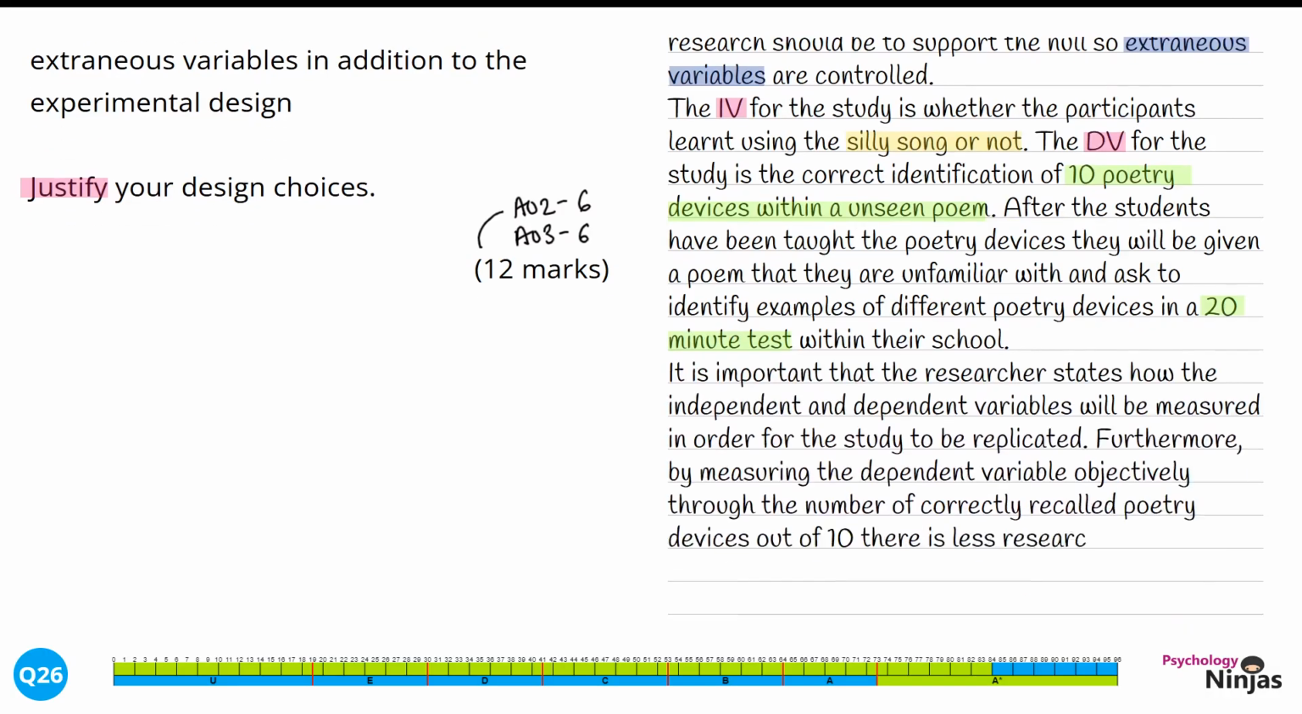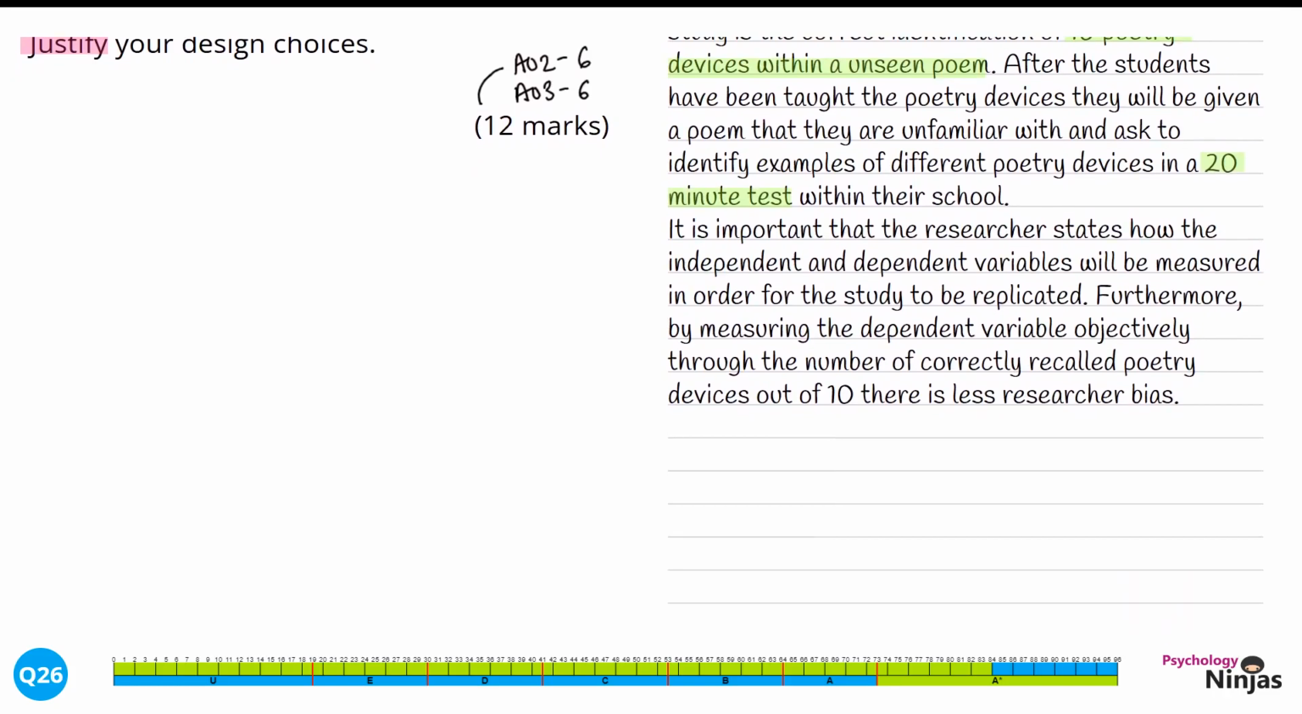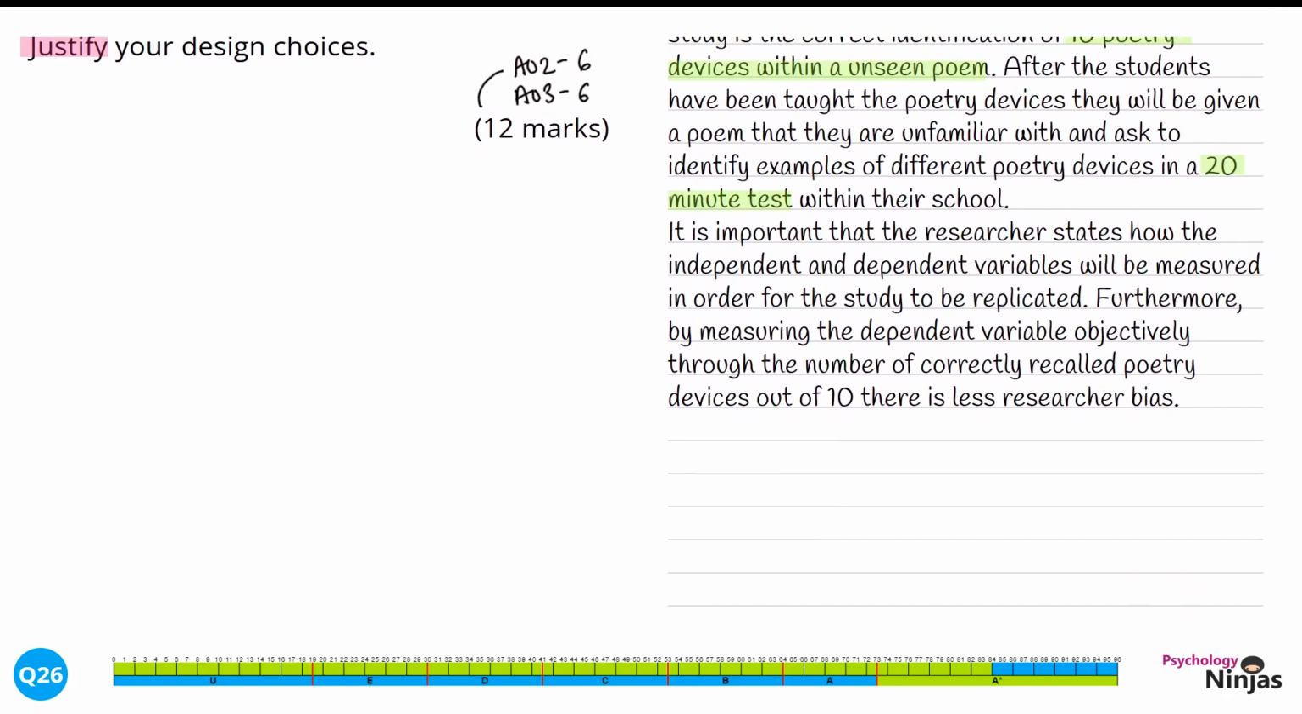It is important that the researcher states how the independent and dependent variables will be measured in order for the study to be replicated. Furthermore, by measuring the dependent variable objectively through the number of correctly recalled poetry devices out of 10, there is less researcher bias.